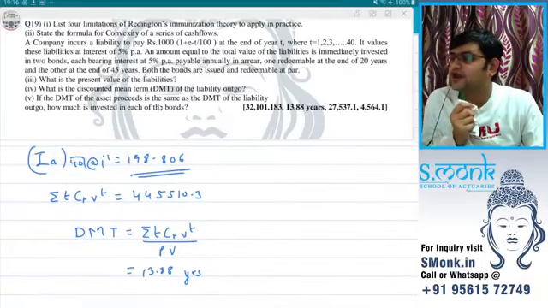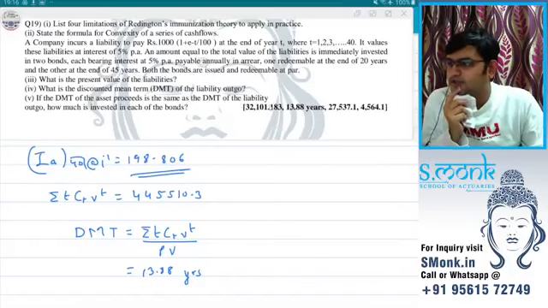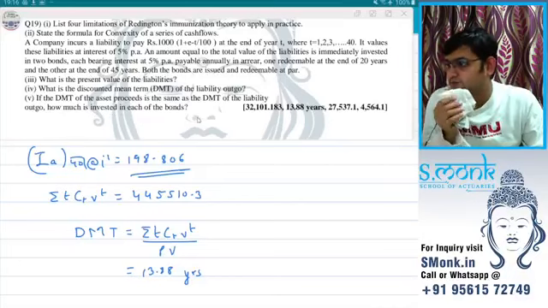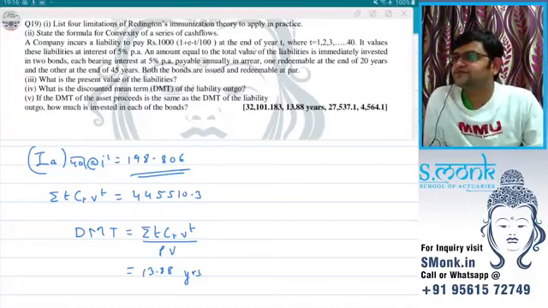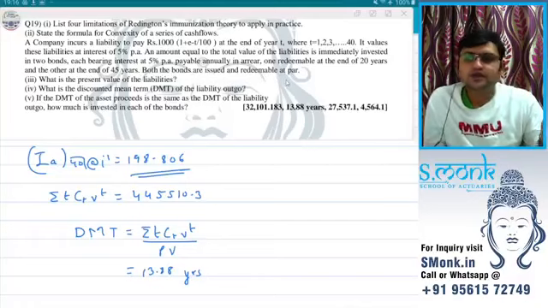If the DMT of the asset proceeds is the same as the DMT of the liability outgo, how much is invested in each of the bonds? Okay. So we have two bonds here. One is going for 20 years, the other is going for 45 years. They are saying both the bonds are issued and redeemed at par. Issued at par means one nominal bond is issued for one.